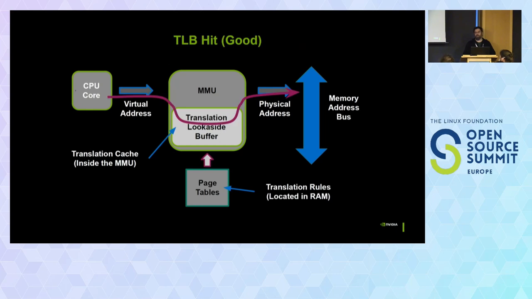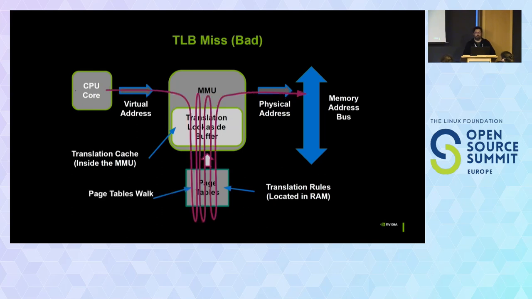In the perfect case, we have a cache hit and everything goes fine. If we are not so lucky, then we get this, which is a page table walk, meaning that the MMU does not find the translation rule inside its own cache and needs to perform several accesses to the page table to figure out how to map the virtual address into the physical address.